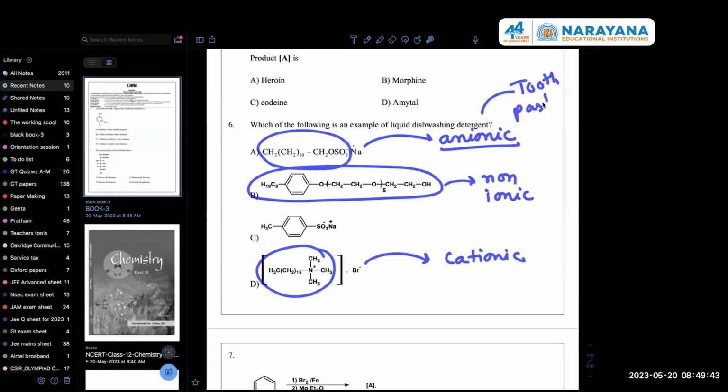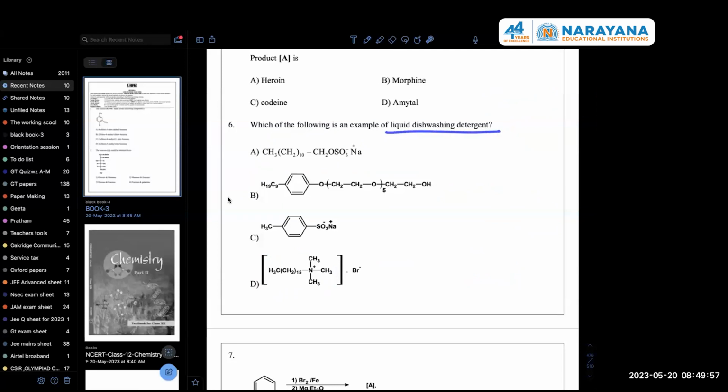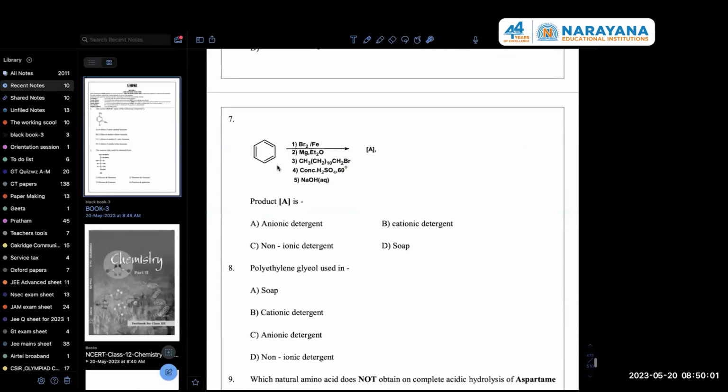Okay. This non-ionic is for liquid dishwashing. Liquid dishwash. Right. And what is the purpose of cationic? Air conditioner. Right. Perfect. So here the liquid dishwashing detergent is B. Right. Absolutely. Okay. Now the next question.